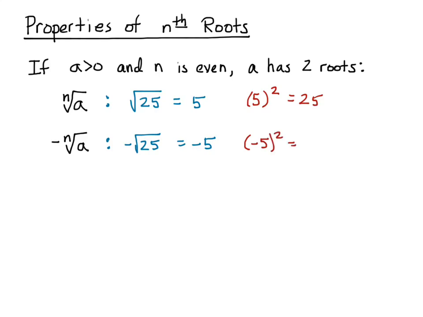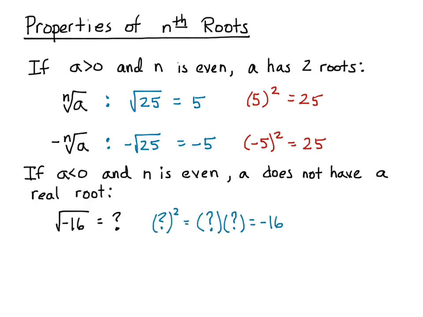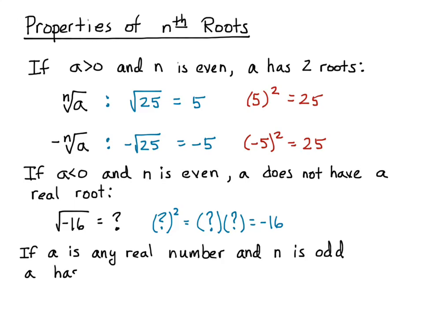So when we go the other way around, we still get 5 squared is 25, and negative 5 squared is 25 as well. If A is negative and n is even, we don't have a real root for it. So we don't take the square root of negative numbers, because nothing times itself will give you a negative number. Okay, and if A is any number now, and n is odd, it has exactly one root.